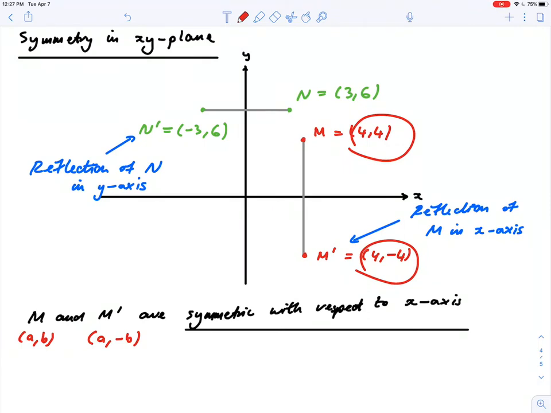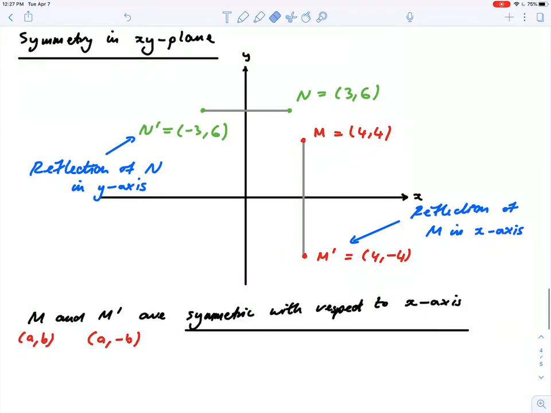So it's kind of neat. You've got this geometric idea of reflecting across something, getting a mirror image, but it's being picked up in Cartesian coordinates in a really simple way. All you're doing is changing the b to a minus b.